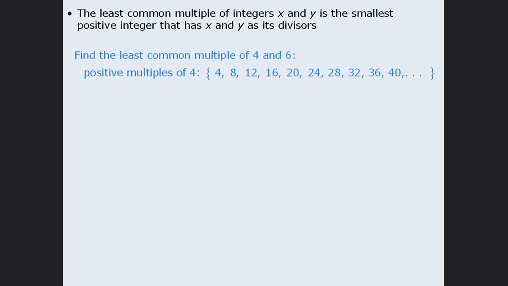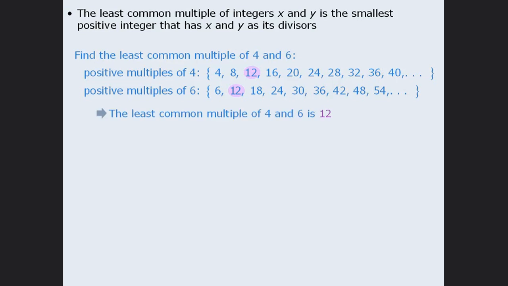We'll begin by listing the first few multiples of 4, and we'll list the first few multiples of 6. Notice that 4 and 6 have several multiples in common. They both share 12 as a multiple, and they share common multiples of 24 and 36. In fact, if we continue listing the multiples of each number, we'll find that there is an infinite number of common multiples. Now, out of all the multiples that 4 and 6 have in common, the smallest is 12. So the least common multiple of 4 and 6 is 12.